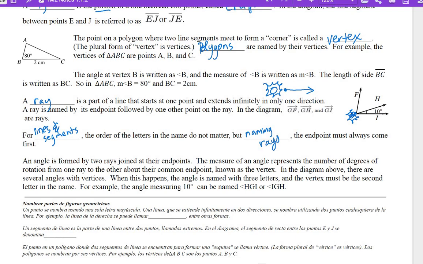Now, an angle is formed by two rays joined at their endpoints. The measure of an angle represents the number of degrees rotated from one ray to the other about their common endpoint, known as the vertex. In the diagram above, there are several angles and vertices. This is the diagram we're talking about. When this happens, an angle is named with 3 letters, and the vertex must be the second in the name. So, for example, the angle measuring 10 degrees is IGH or HGI. Importantly, G is in the middle.